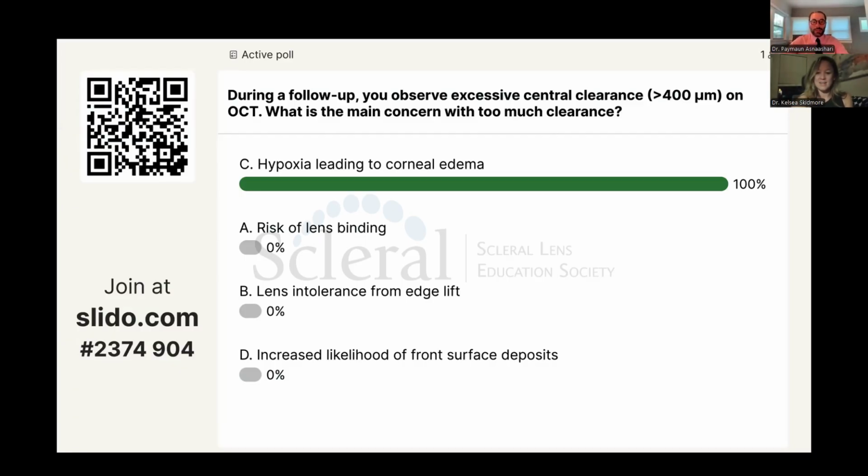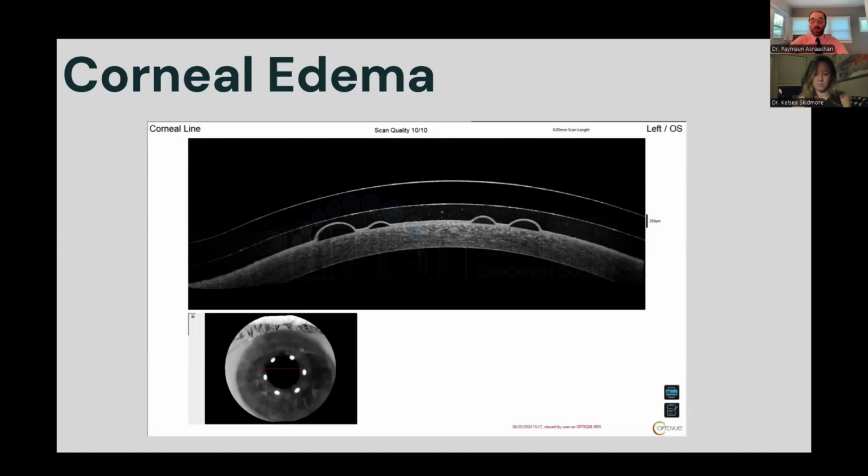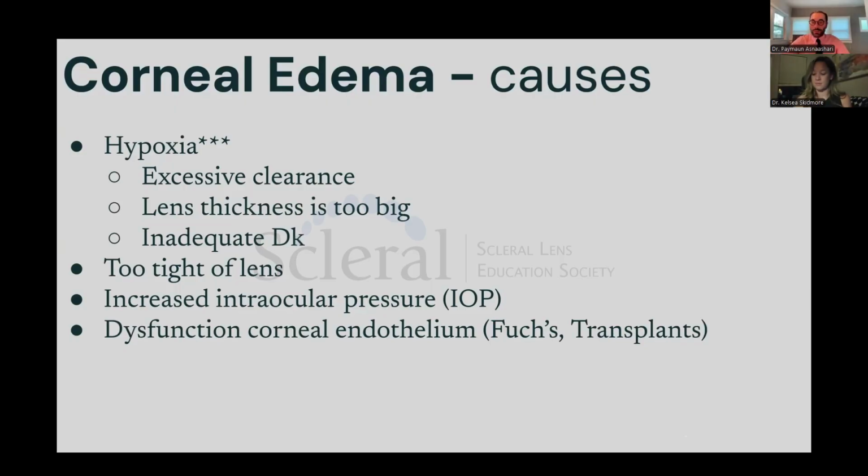But the last thing I was going to run through is corneal edema. This is a rare but could be dangerous side effect of wearing scleral lenses, so you kind of want to be on the lookout for it. This is what it looks like on OCT. Typically it's caused by hypoxia in 3 ways: excessive lens clearance, lens thickness being too big, or an inadequate DK. It also could happen due to a tight scleral lens.